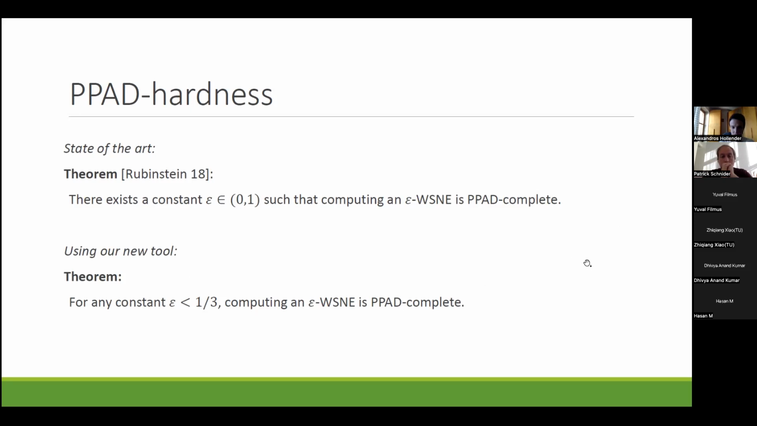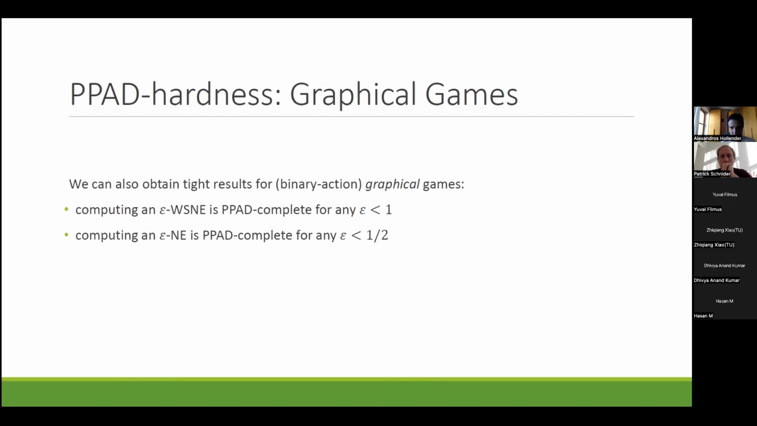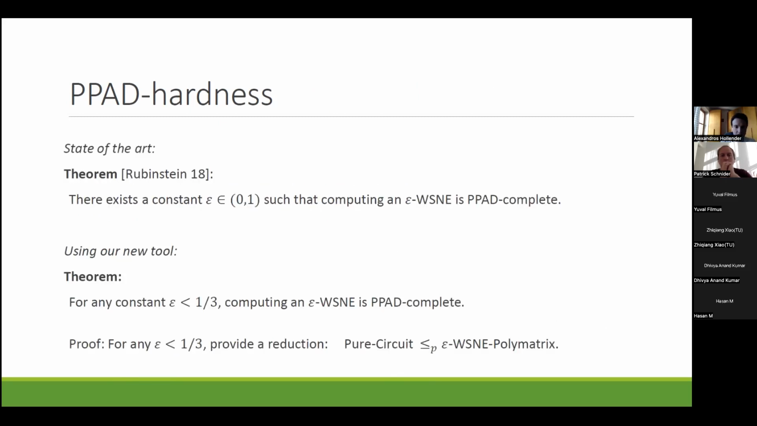And the tool that enables us to prove this stronger result is this PureCircuit problem that we saw in the previous part. So in other words, in order to prove this theorem, we have to show that for any epsilon strictly less than 1/3, you can come up with a polynomial time reduction from the PureCircuit problem to the problem of computing an epsilon equilibrium in a polymatrix game. And in the few minutes that I've got left, let me just sketch how that goes.